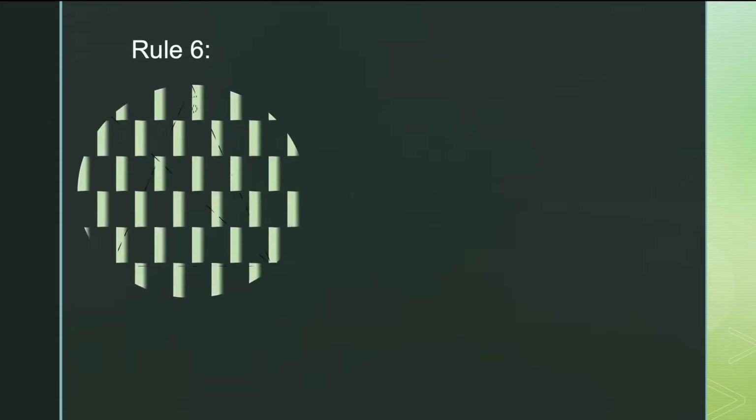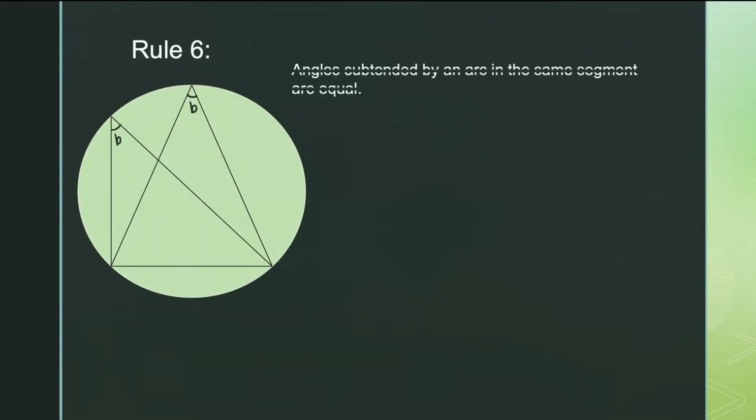Moving on to rule 6, the rule is the angles subtended by an arc in the same segment are equal, with an illustration of this one also on the left. So I think this is rather simple to grasp compared to the other one. And yeah, if you have them in the same segment and they're subtended by the same arc, then they're going to be equal. So here we have B and B.